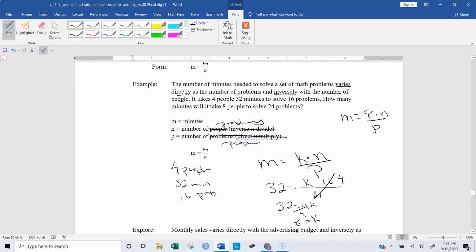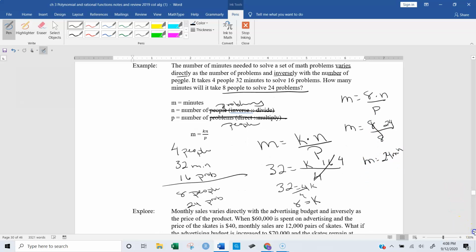So now we are given, how many minutes will it take 8 people to solve 24 problems? So now I have 8 people and 24 problems. So I need to find minutes. 8 times the number of problems, which is 24, divided by 8 people. That means it's going to take 24 minutes to solve 24 problems. I hope you did well.